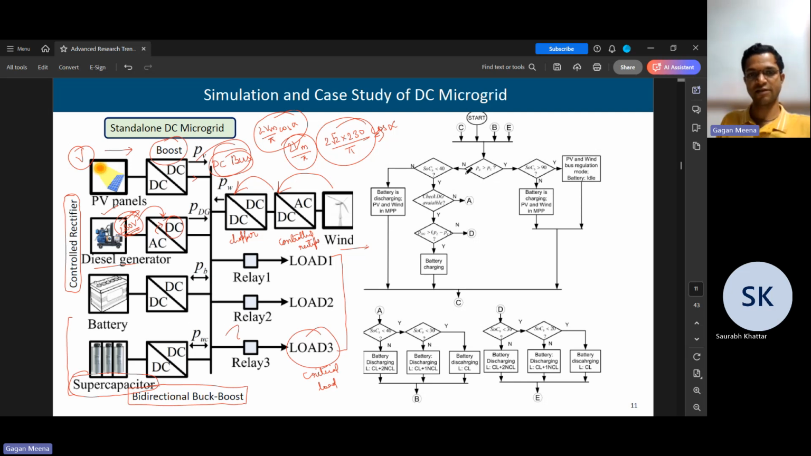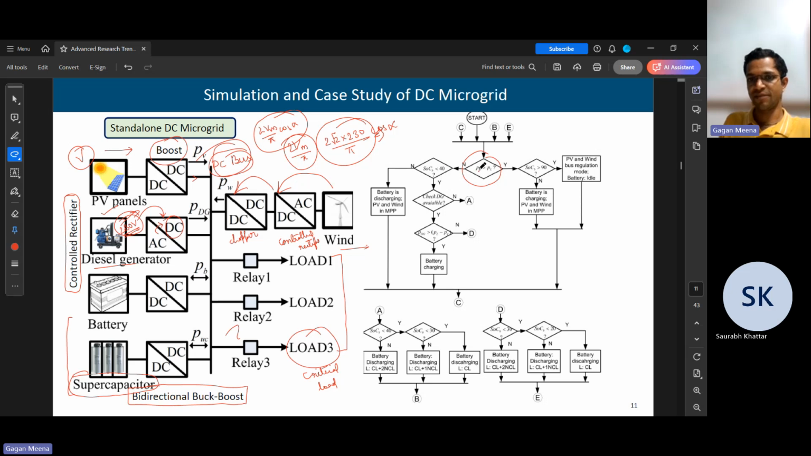We'll just go through it once. It starts here. The first thing the controller of this microgrid will check is how much is the generation and how much is the load. Is the generation more than the load or less than the load? That is the first question.